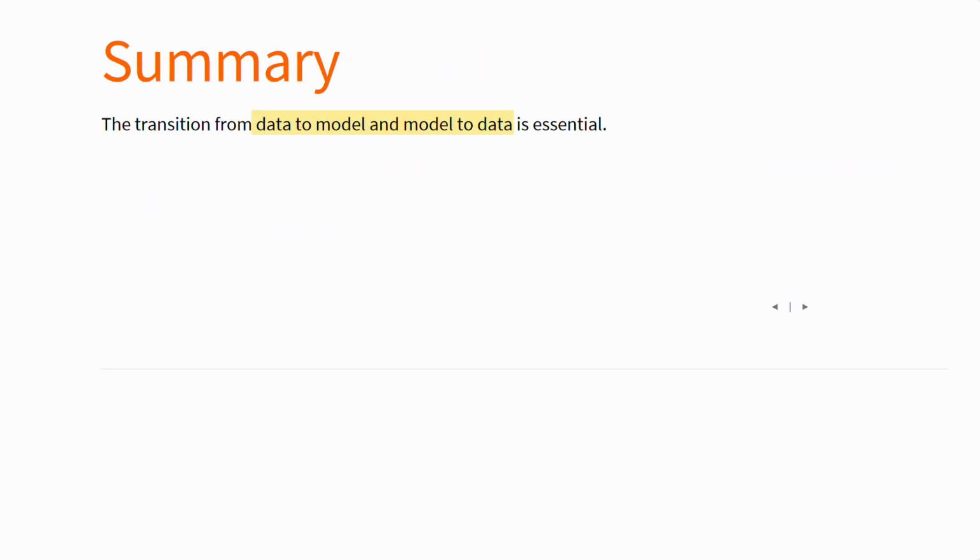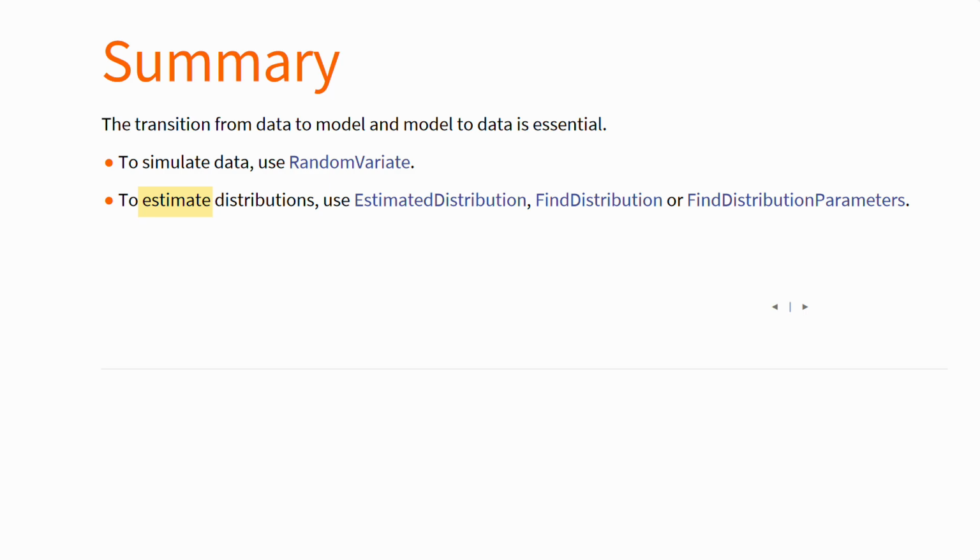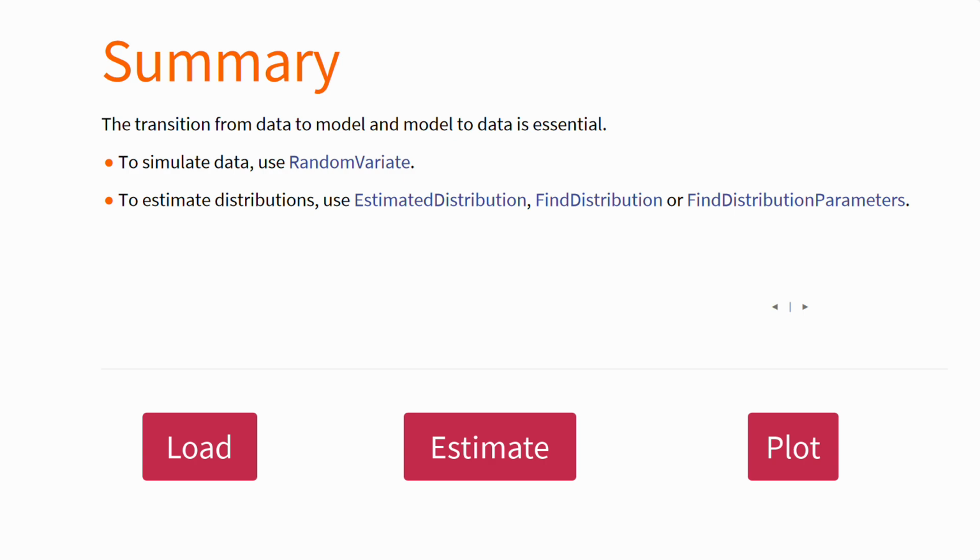To summarize, the transition from data to model and model to data is essential. To simulate data, simple, just use RandomVariate. To estimate distribution, use EstimatedDistribution, FindDistribution, or FindDistributionParameters, depending on what you want. Remember, load, estimate, plot to verify. If plotting is not enough and you need to quantify your estimation, use the DistributionFitTest.